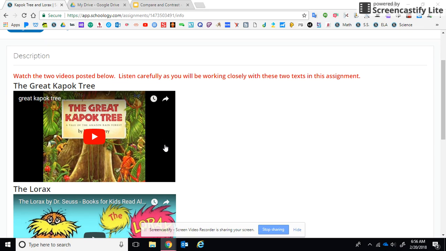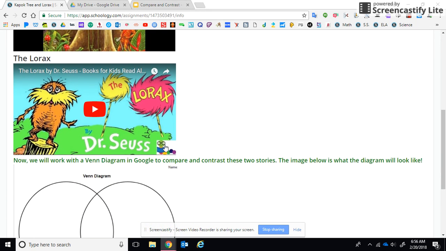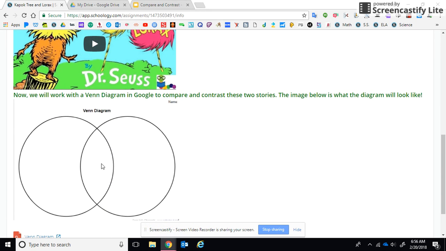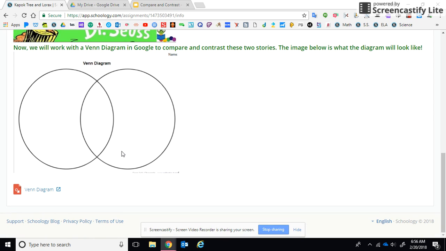You are first going to watch the two videos posted below. We have the story The Great Kapok Tree, then we have the story The Lorax that I mentioned earlier. Listen carefully to the stories. You can always go back and revisit the stories, but you're going to need to remember details from the two stories. When you are done, you're going to work with a Venn diagram in Google to compare and contrast these two stories. The image below is what the diagram will look like.